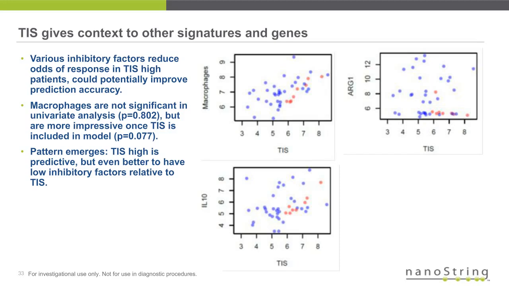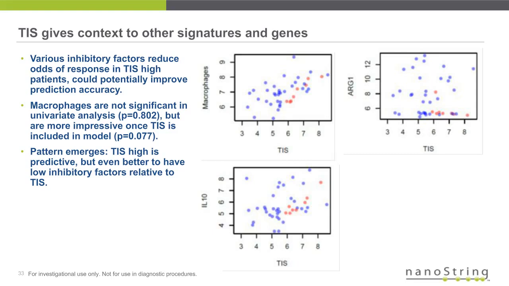This plot on the top left, looking at macrophages versus TIS, I thought was pretty interesting. Here the responders are in red, non-responders are in blue. You can see that to be a responder, you have to have a high TIS. All the red points are on the right side of the graph. But if you have a high TIS, it looks like it's helpful to actually have lower macrophages rather than higher macrophages. It's on the border of statistical significance, not quite there, but it's an interesting result that deserves more follow-up.